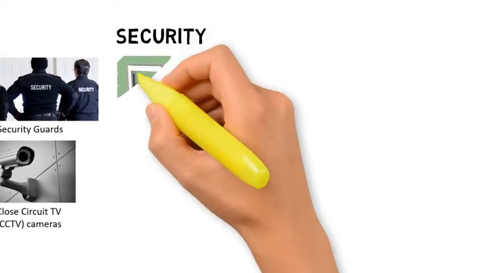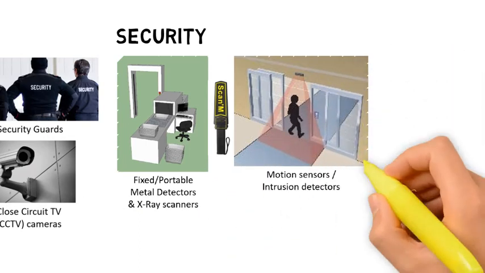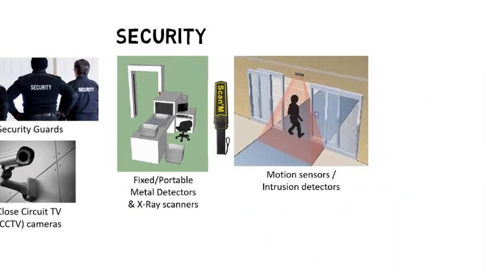More advanced security measures are required for warehouses storing high-value items such as semiconductors and popular consumer goods such as mobile devices. These warehouses may have fixed or portable metal detectors, X-ray scanners, and even motion sensors to safeguard their products.